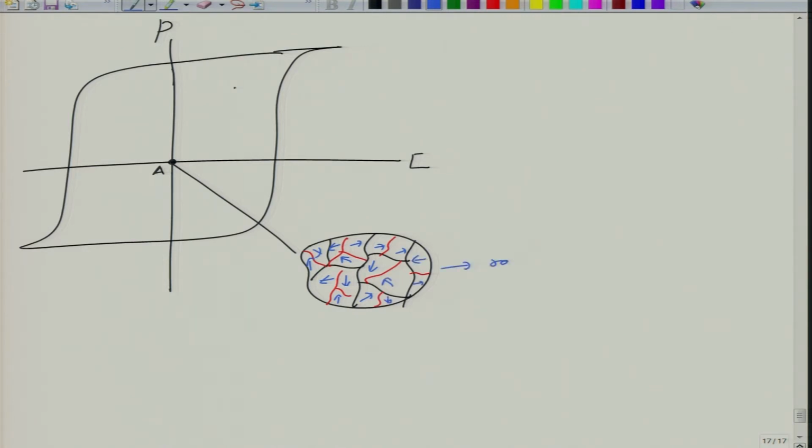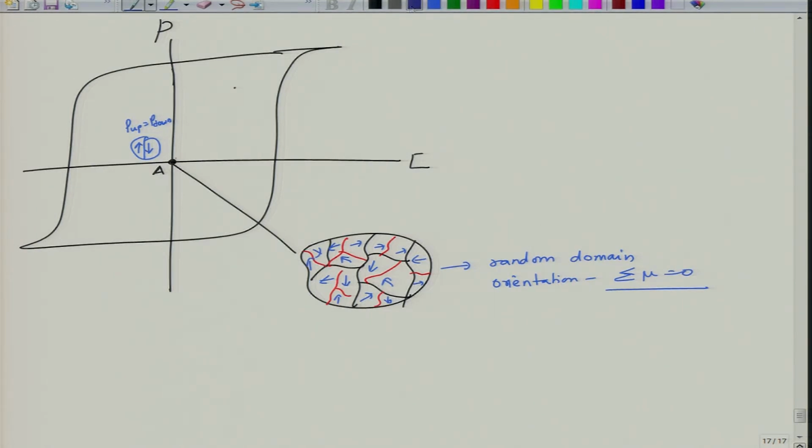So we have random domain orientation. As a result, sigma mu is equal to 0. So you have 0 polarization. So in this state you can say that the number of domains up and down are equal, okay. So P up is equal to P down, okay, 0 polarization.